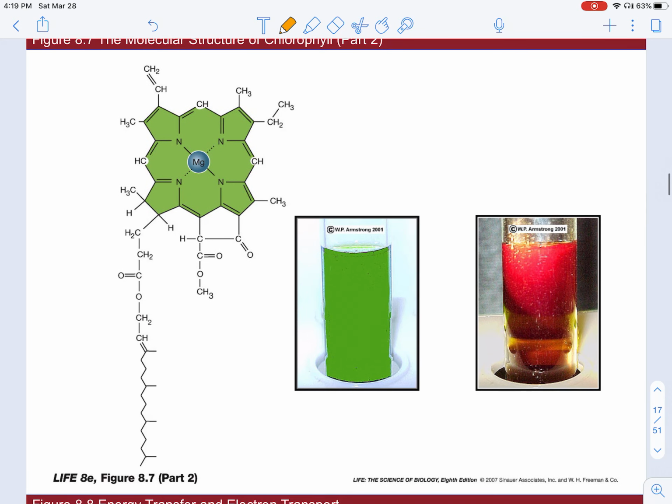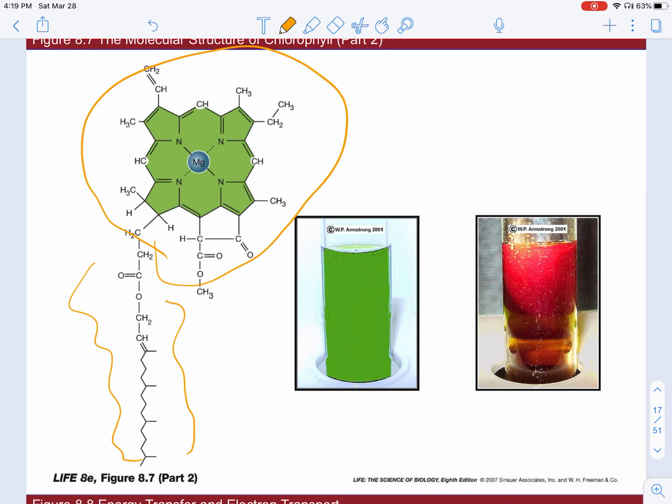And this is what the chlorophyll looks like. It has this kind of long hydrophobic area, and then it has the pigment here. And this is built in such a way so that it can accept a photon of light and then allow for electrons to pop up and become activated.